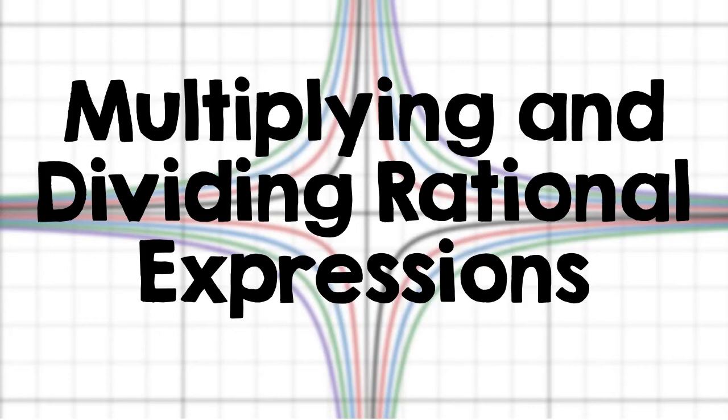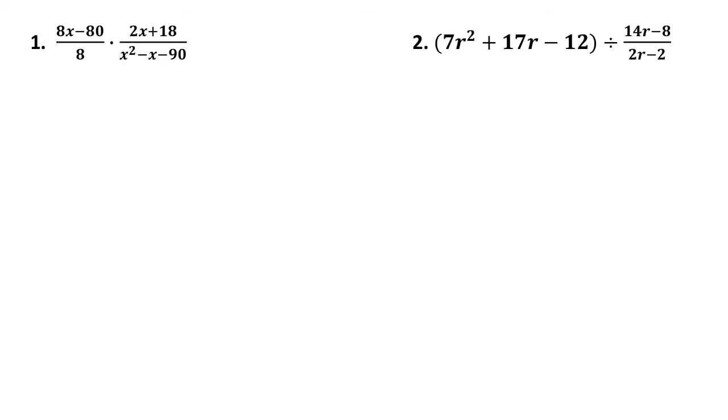Hi, let's multiply and divide some rational expressions. All right, we're going to look at this first one where we're multiplying, and just like with simplifying, we have to factor everything first. We can't leave anything unfactored.